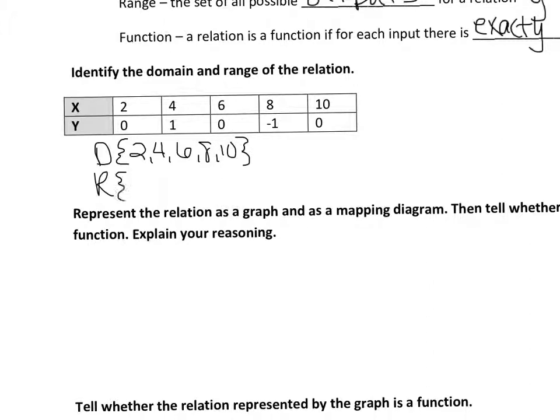The range are the outputs. Whatever this function or relation is, when I put in a 2, I get out a 0. So 0 is one member of my range. When I put in a 4, I get out a 1. When I put in a 6, I get out a 0. I already listed 0, so I do not need to list it again. When I plug in an 8, I get out a negative 1. And when I put in a 10, I get out a 0. Once again, it's already listed, so I do not have to list it again. So my range only has 3 values.